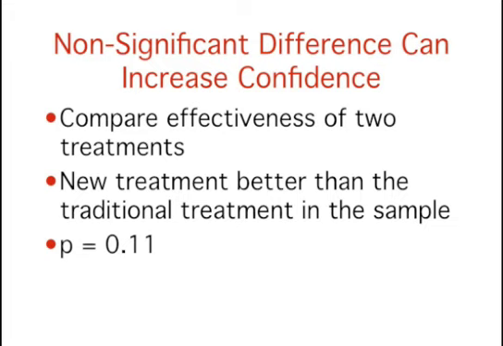The mean anxiety level is lower for those receiving the new treatment than for those receiving the traditional treatment. However, the difference is not significant. The statistical analysis shows that a difference as large or larger than the one obtained in the experiment would occur 11% of the time even if there were no true difference between the treatments. In other words, the probability value is 0.11.